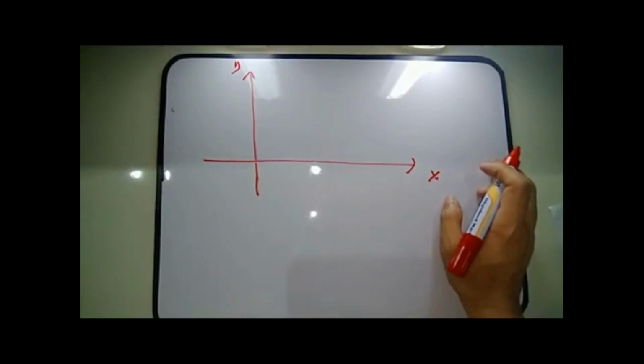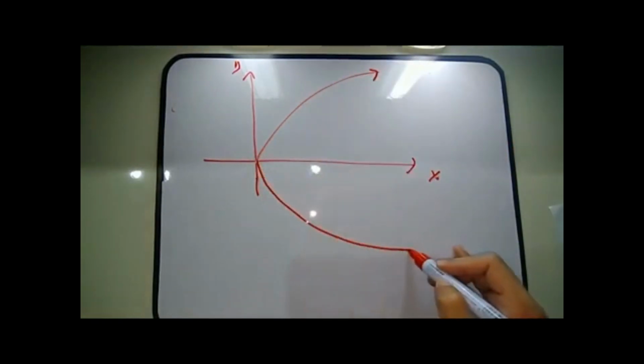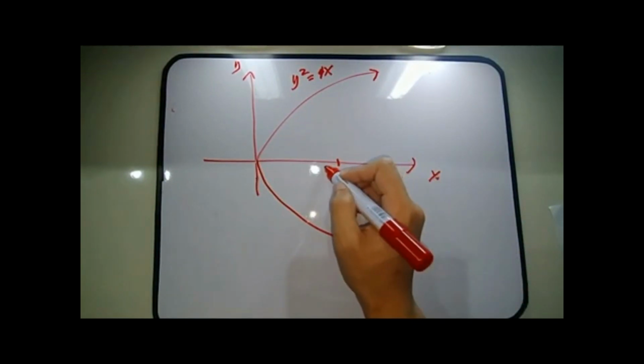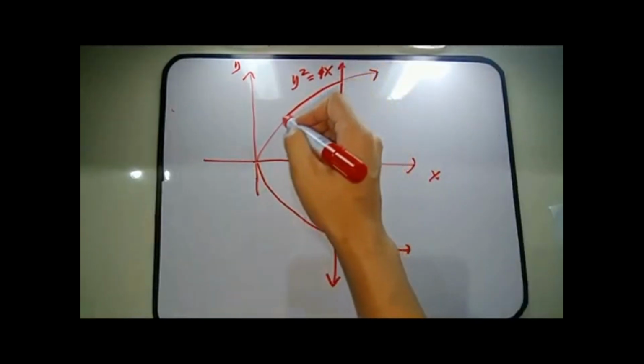Then, yung y squared is equal to 4x. This is projected to the right. So, this is y squared equals 4x. Then, yung line natin, x is equal to 1 somewhere here. So, this is 1. So, this is our line. Now, concerned lang tayo, guys, dito sa area in the first quadrant.